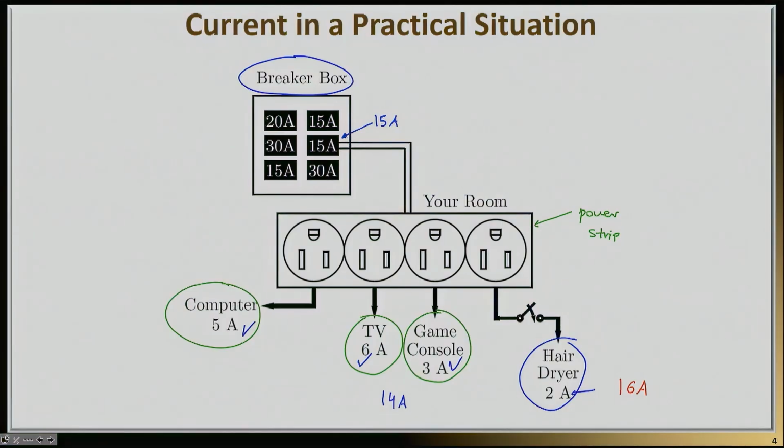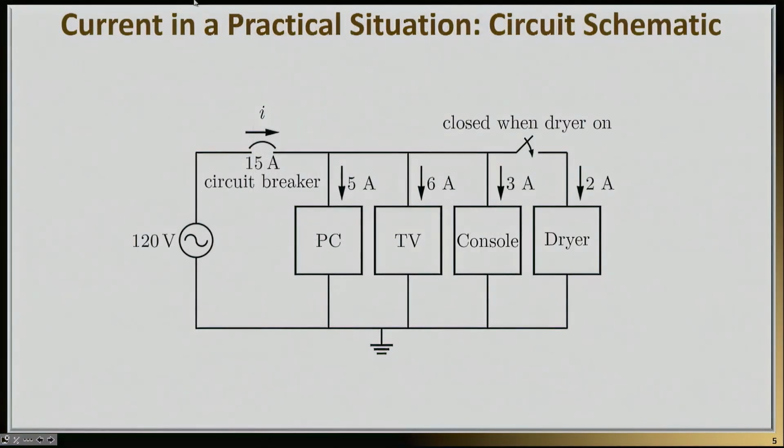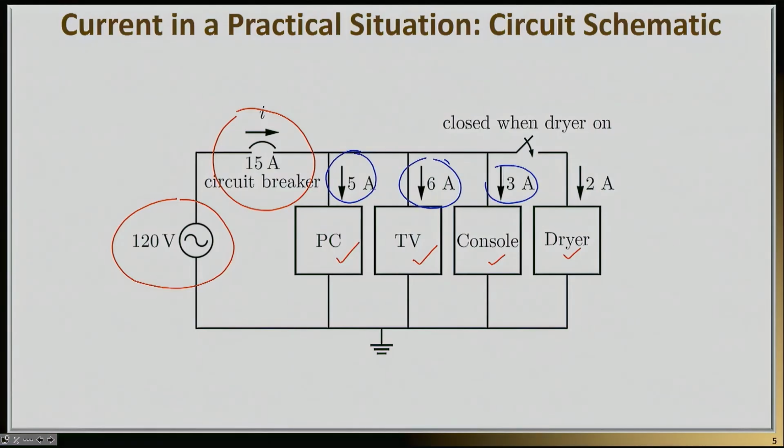Now, in everyday situations like the one I'm describing right here, we can understand much more easily what's happening if we draw a circuit diagram. As you can see here, this is a very simple circuit diagram that has the source that we're connecting our devices to. This is the 120 volt AC source. Later on, we're going to discuss those in much more detail. We have our circuit breaker that will trip if we try to draw more than 15 amps of current. And then we have, one by one, all the devices that we have connected to this network, each one of them drawing the amount of current it requires when it's on.